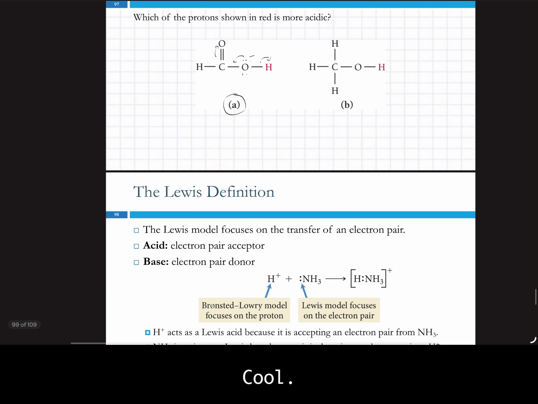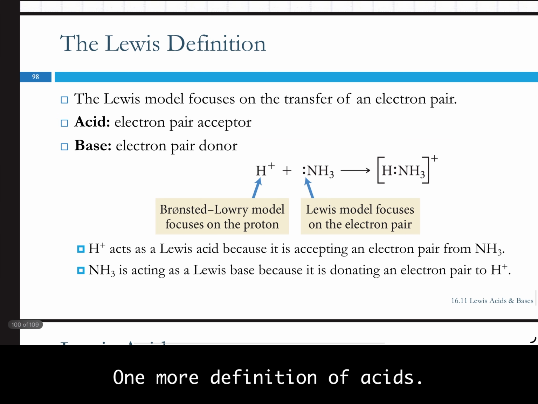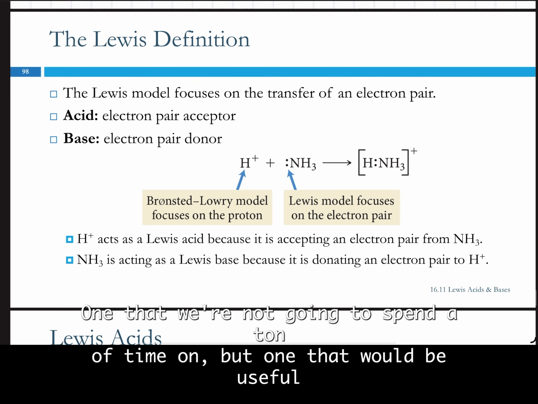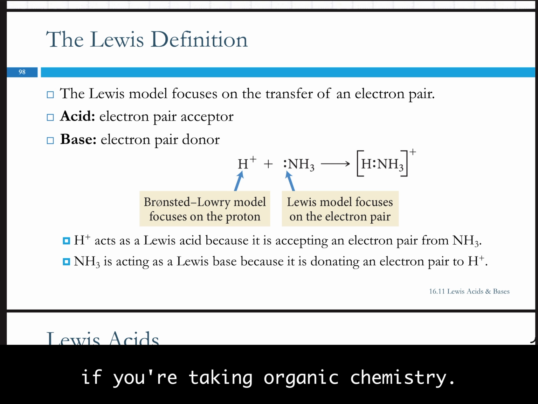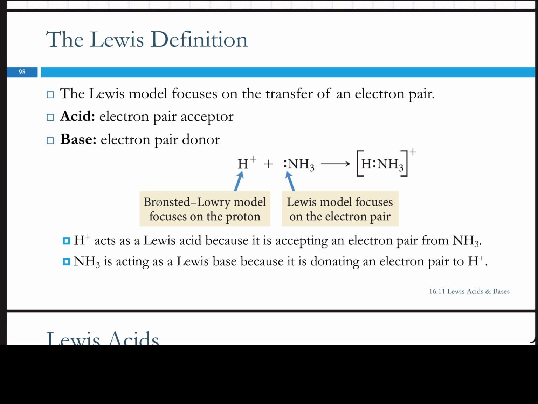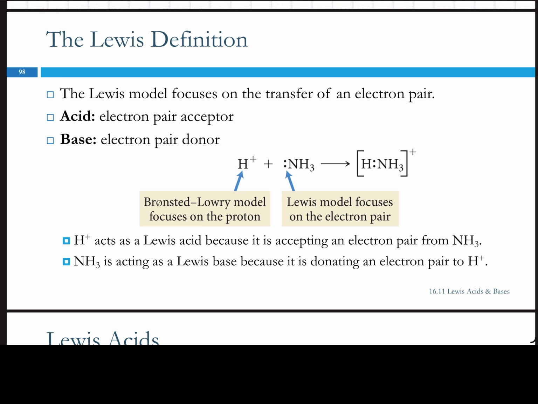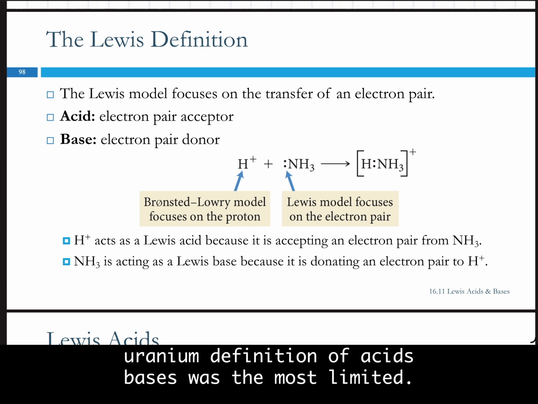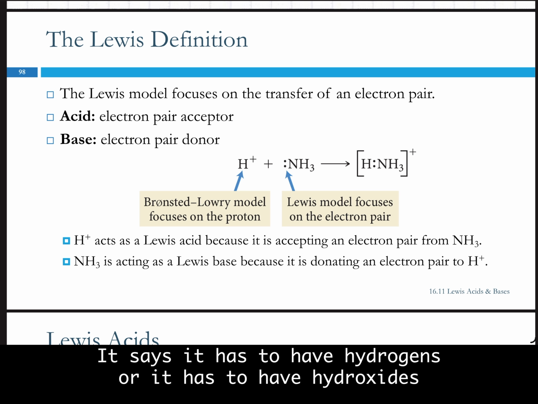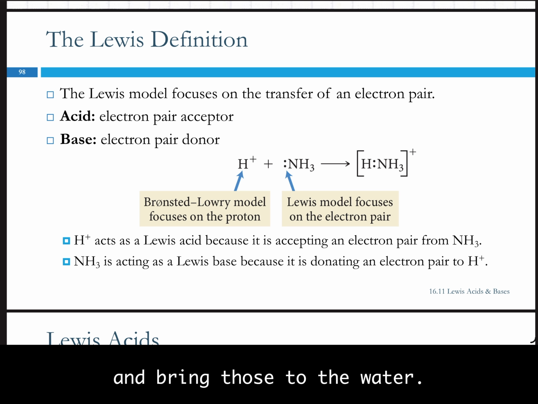Cool. All right, one more definition of acids. One that we're not going to spend a ton of time on, but one that would be useful if you're taking organic chemistry. The Lewis definition of acids tries to encompass more things as acids and bases. The Arrhenius definition of acids and bases was the most limited. It says it has to have hydrogens or hydroxides and bring those to the water.